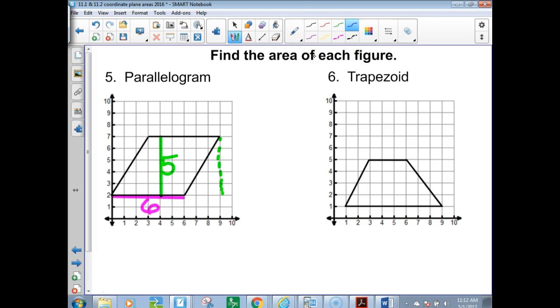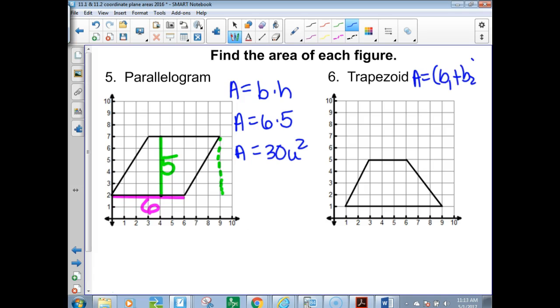And the area for the parallelogram is base times height. Okay, so that's 6 times 5, 30 square units. Okay, the formula for area of a trapezoid. I hope we're starting to remember them. B1 plus B2 divided by 2 times the height. Good.